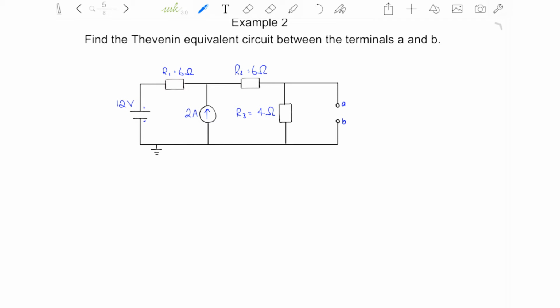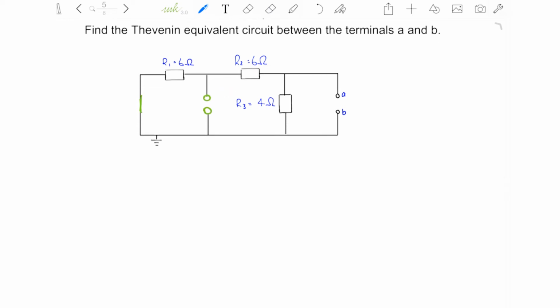As you can see, the load resistor has already been removed, and it creates an open circuit between the terminals A and B. Step 2, we have to remove both the voltage source and the current source. So what we will do is replace this voltage source with a short circuit and replace this current source with an open circuit.